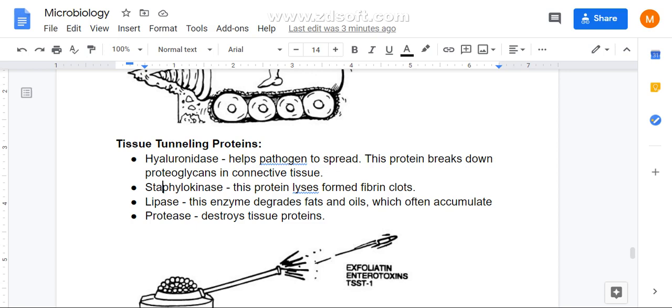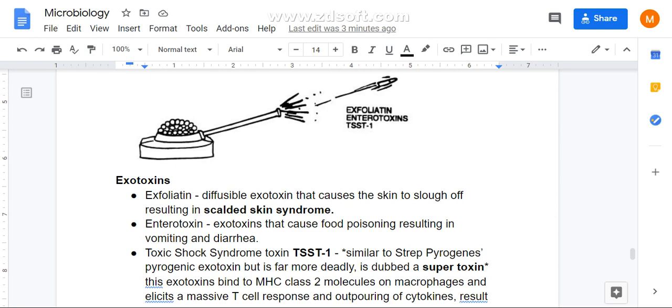So you have exotoxins, which are represented here as a cannon, right? Because it moves from the bacteria and can circulate in the blood circulation, the bloodstream. So the first one, you have exfoliatin, which is a diffusible exotoxin that causes the skin to slough off, resulting in scalded skin syndrome. And we'll get into that later.